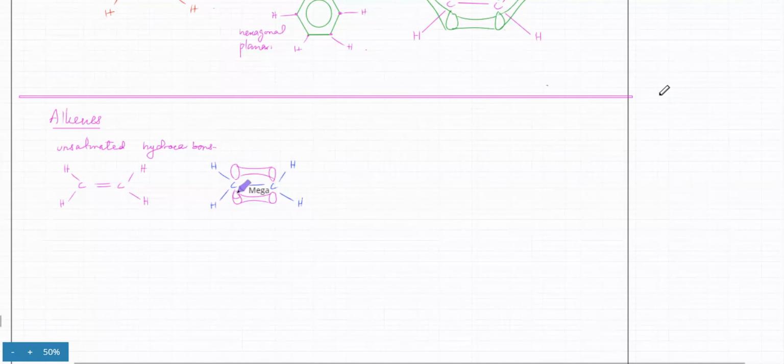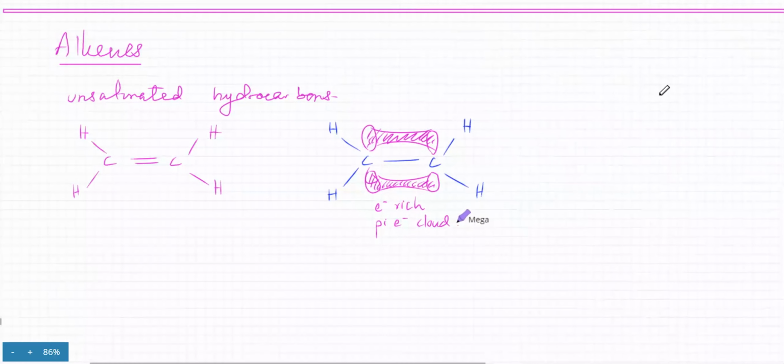And the pi electron cloud is the reactive part of the molecule. It's a high electron density pi electron cloud, or we can say it's an electron rich center. Lots of electrons over here. So all alkenes pretty much have this.